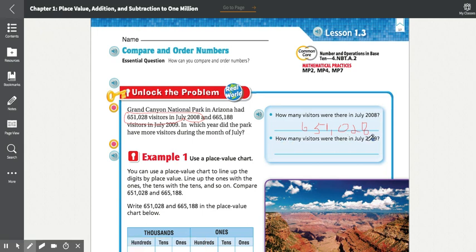How many visitors were there in July 2009? There were 665,188 visitors in July 2009. So please write that number over here. Okay, let's continue.